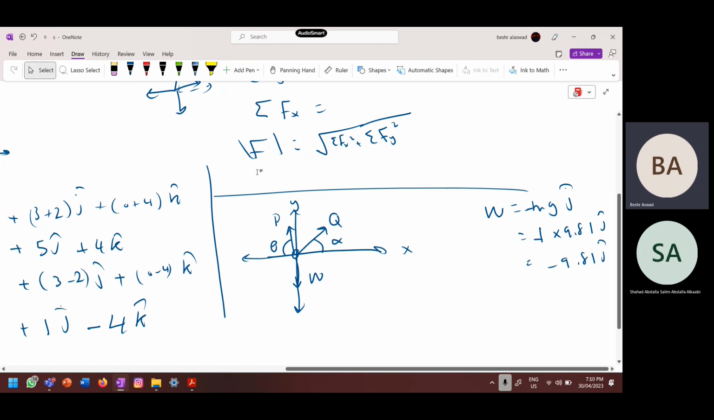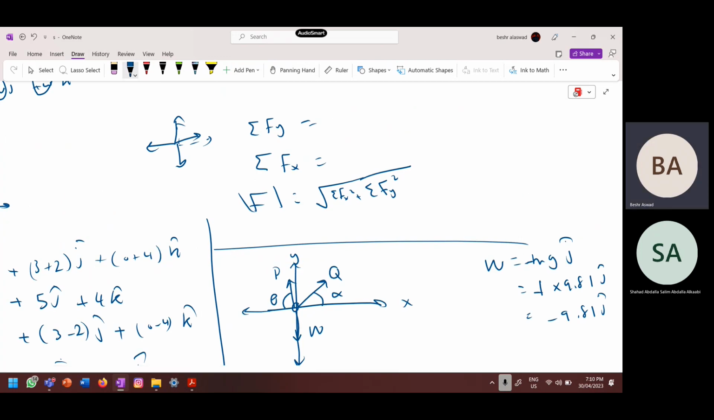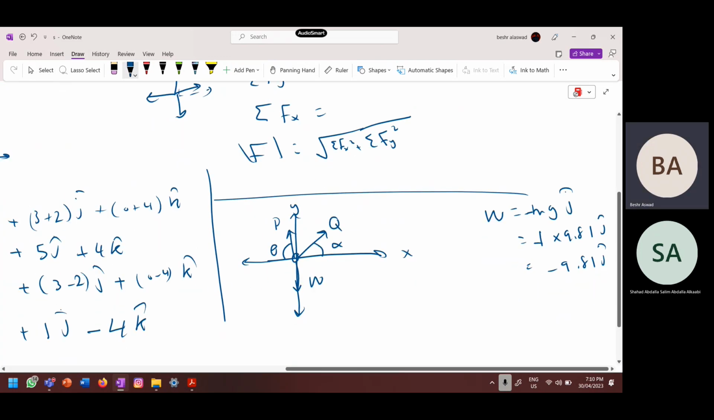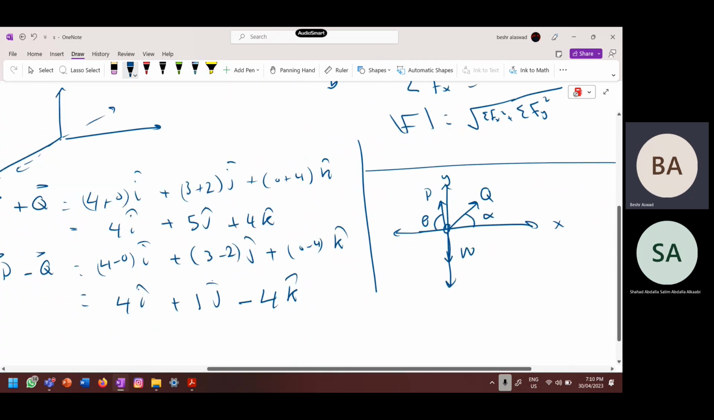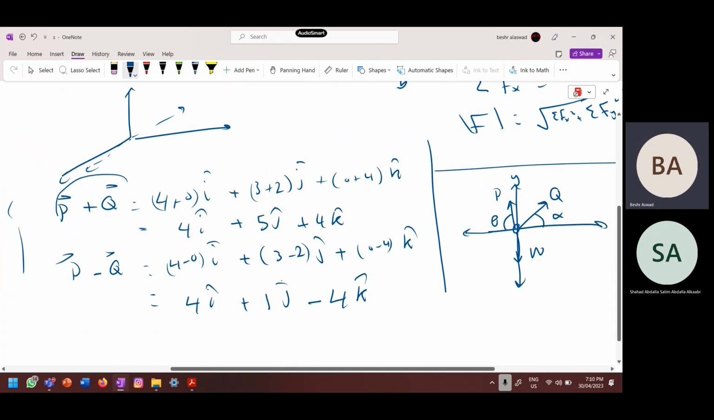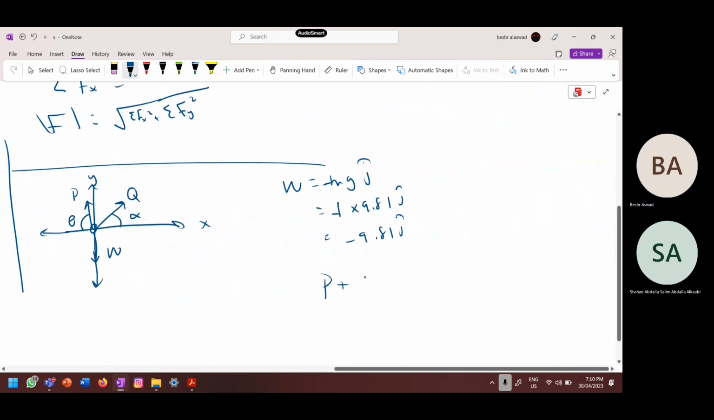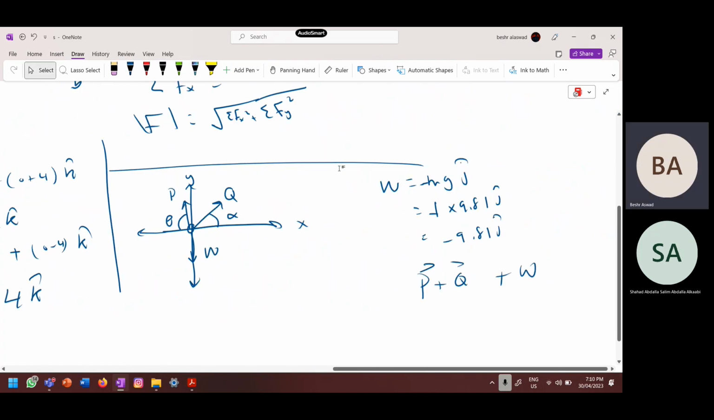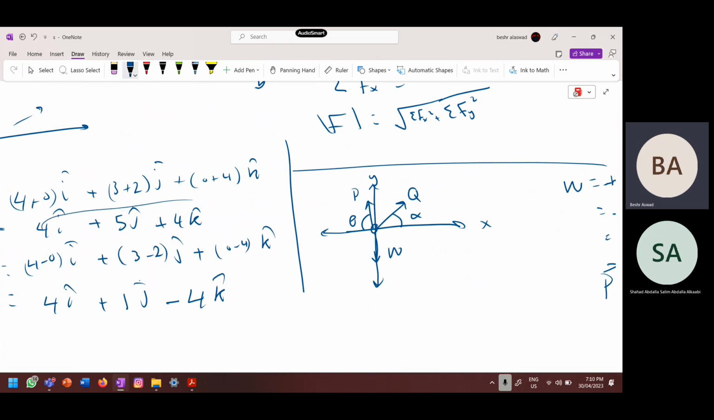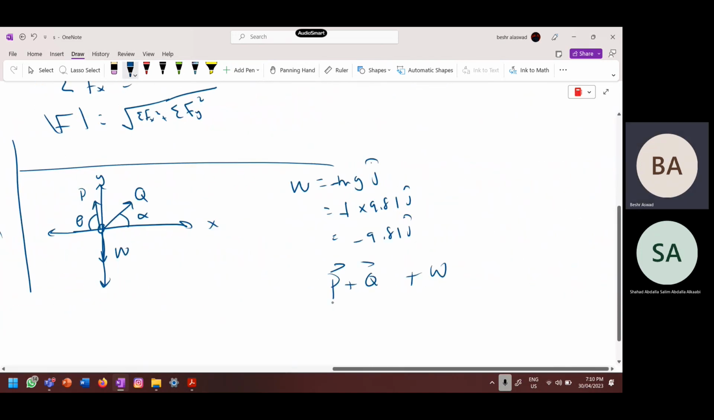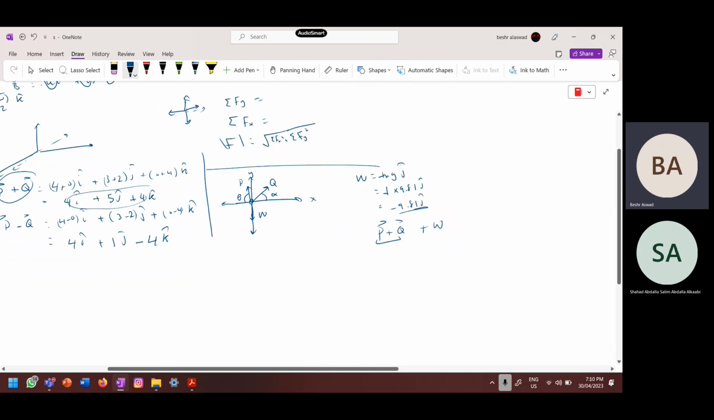instead of using Fy and Fx, or you can say the force components, you can just easily do this. Okay, P plus Q. In our case, since we have a W, you need to do P plus Q plus W. In this case, we will have the same for P plus Q. Then you need to subtract this value.